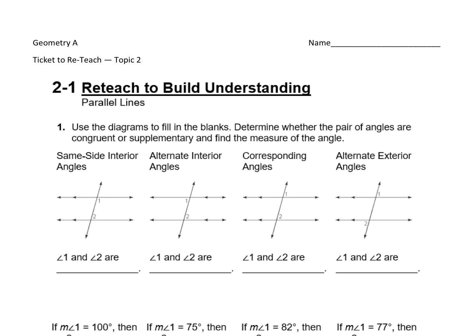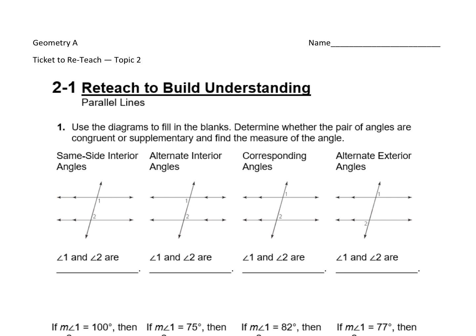All right, so we are gonna do some reteach to build understanding in lesson 2.1, dealing with parallel lines. So use the diagrams to fill in the blanks, determine whether the pair of angles are congruent or supplementary, and find the measure of the angle. So this is just a good review of our vocab.